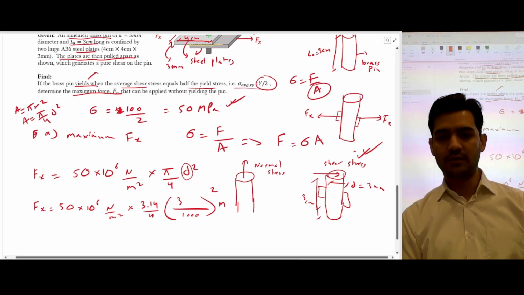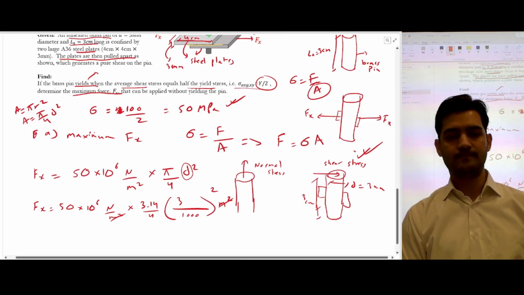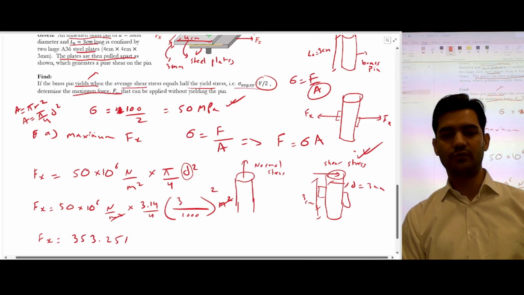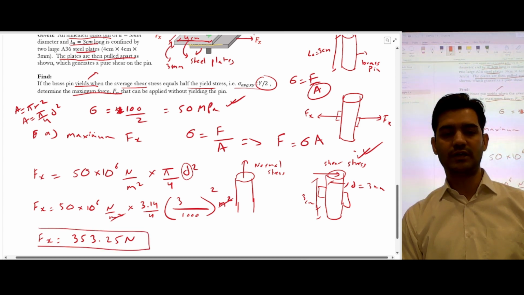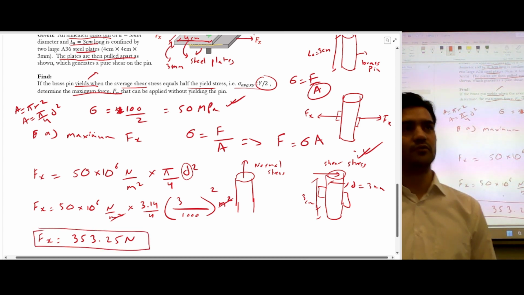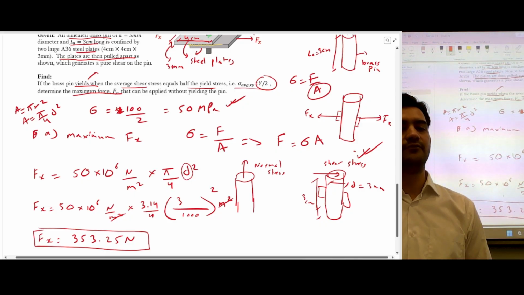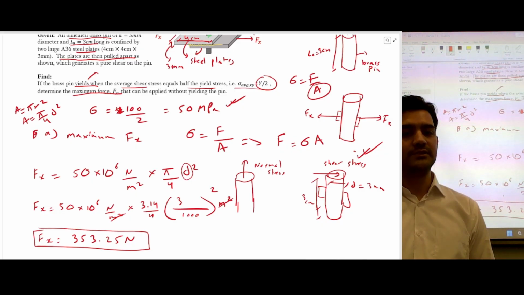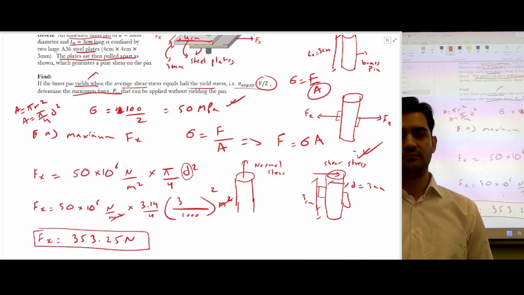And then it's going to be meter square. So the force would be equal to 353.25 Newton. So that's the force which I'm getting. So that's the maximum force which can be applied. If you apply a force more than this, then it's going to cause yielding and permanent deformations. So that's the maximum force you can apply. So that's the result.